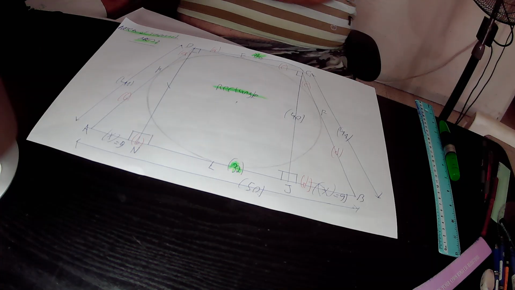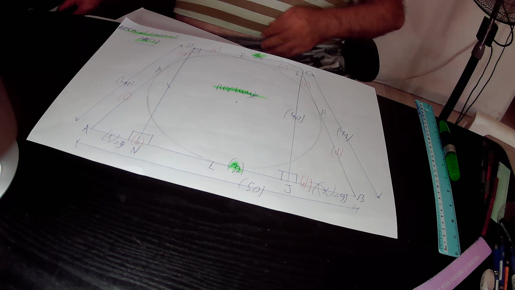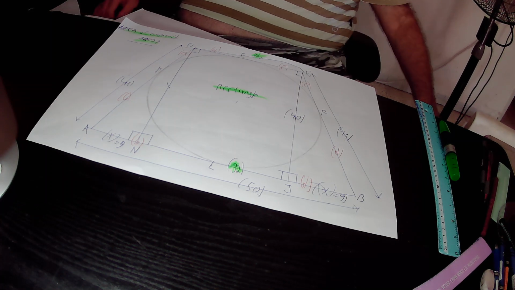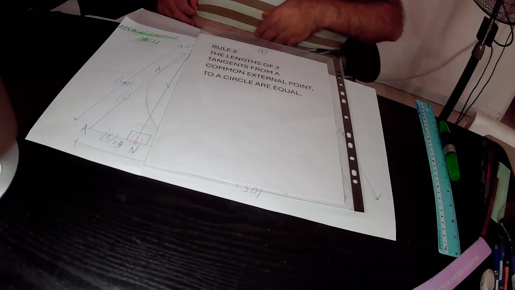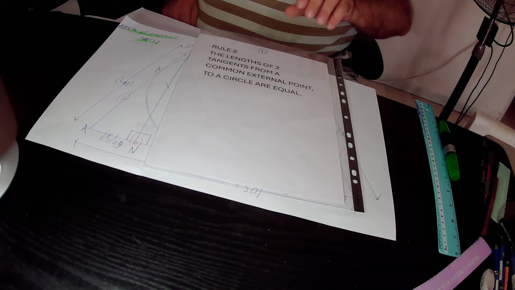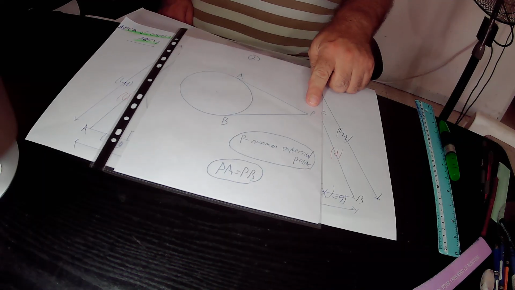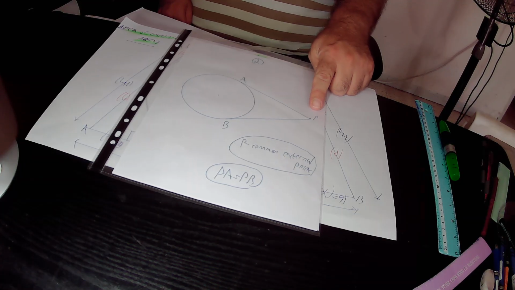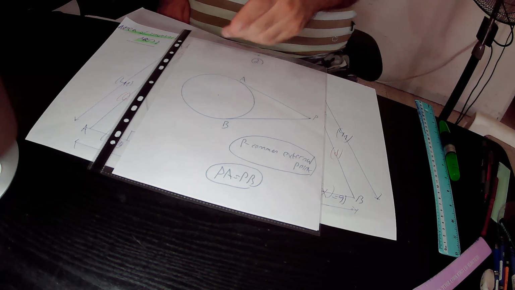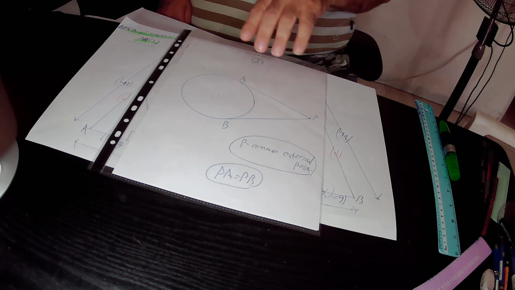So, first of all, we implemented rule 2 in our drawing. Application of rule 2: according to rule 2, the lengths of two tangents from a common external point to a circle are equal. In the drawing, this is the common external point, point P. From this common external point, point P, we have two tangents to this circle, tangent PA and tangent PB. And according to this rule 2, they are equal to each other. That is to say, PA equals PB.